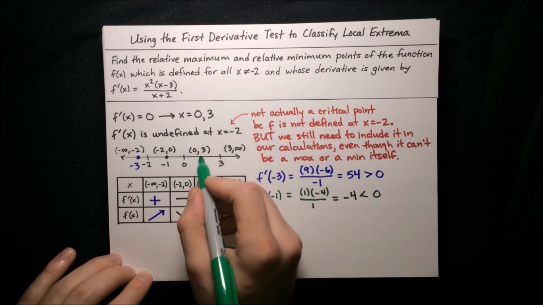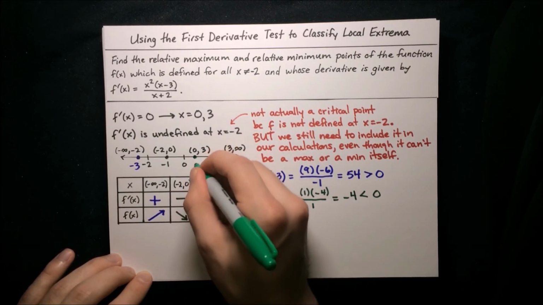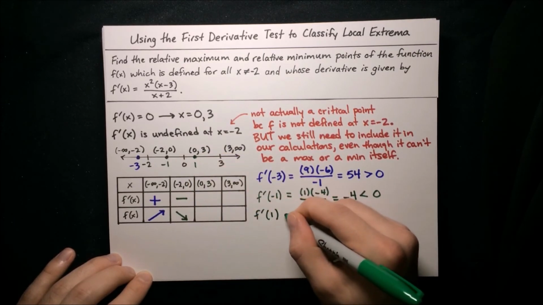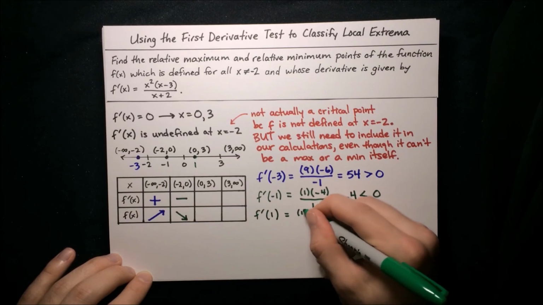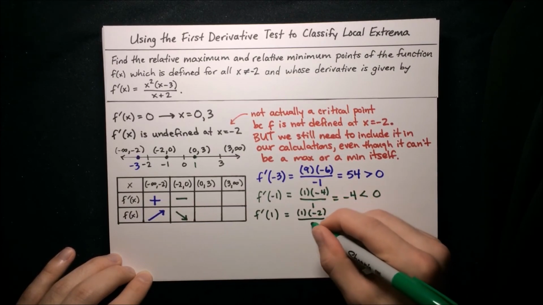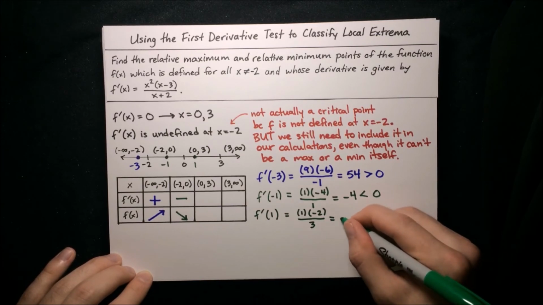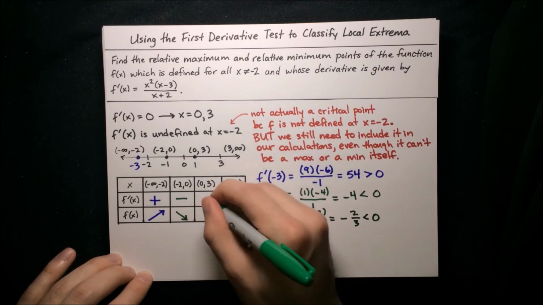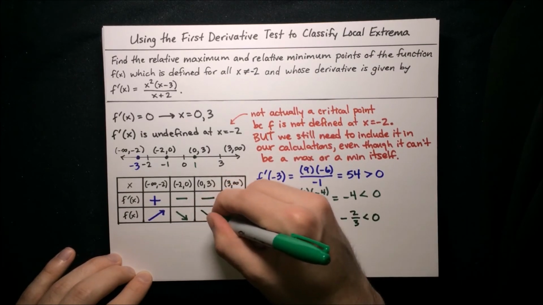Another test point in 0, 3, how about +1? So we'll compute f prime of +1 is equal to 1 squared, which is just 1, times 1 minus 3, which is -2, over 1 plus 2, which is 3. This is equal to -2/3, which is less than 0. So derivative is negative, function is decreasing.